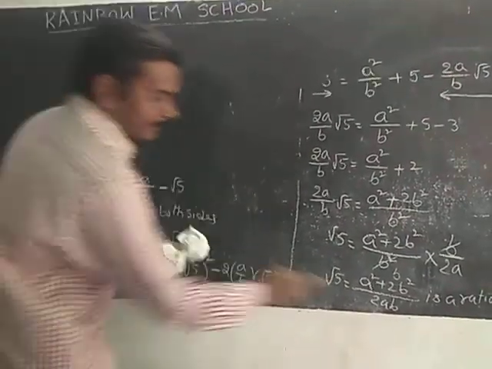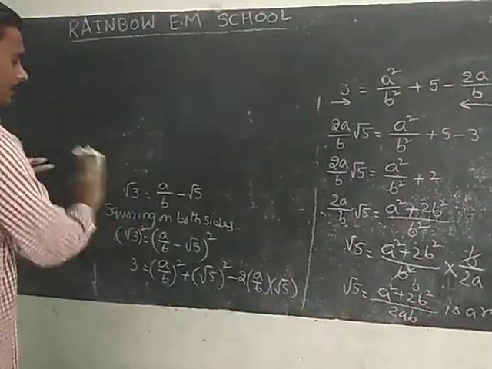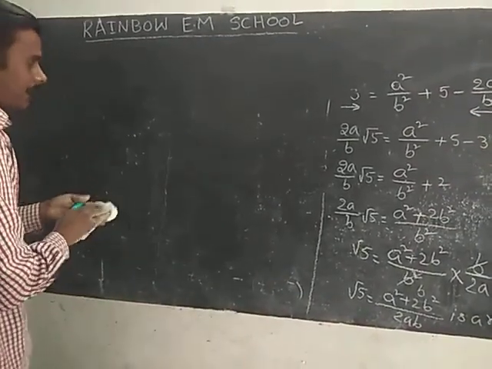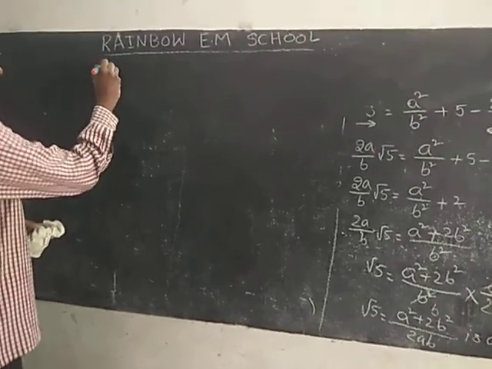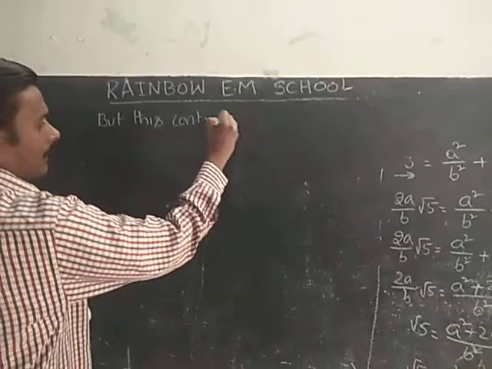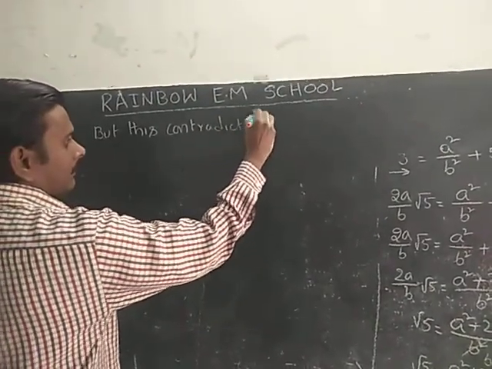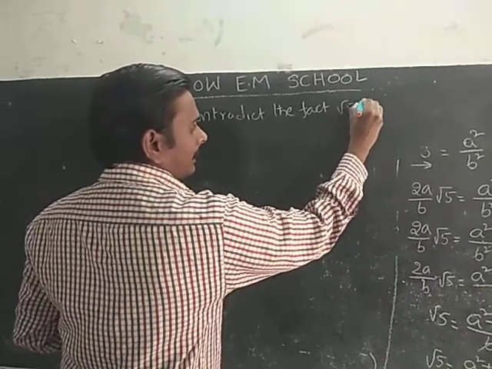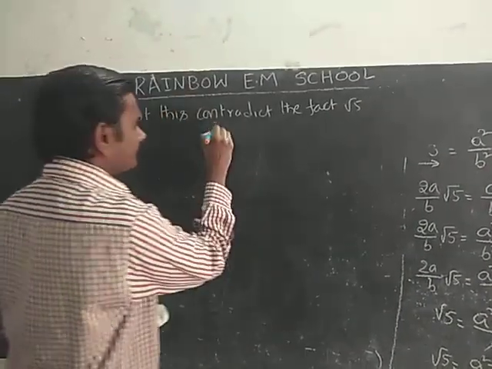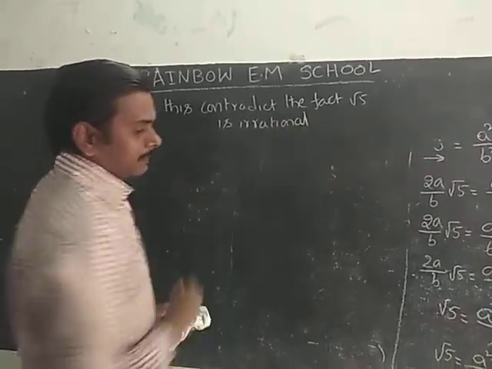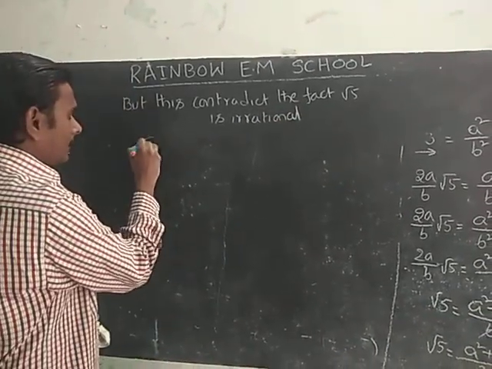Totally, this is rational means this is also rational. But already we know root 5 is irrational. But this contradicts the fact that root 5 is irrational. So our assumption is wrong.